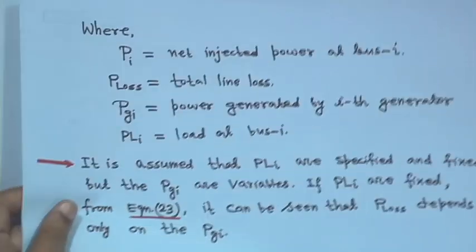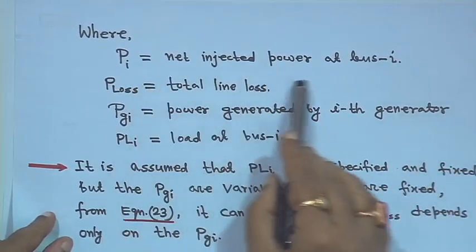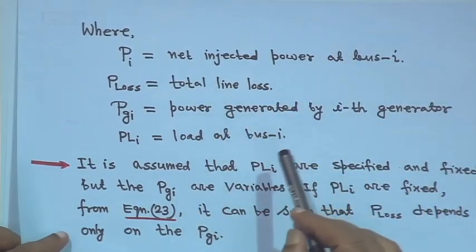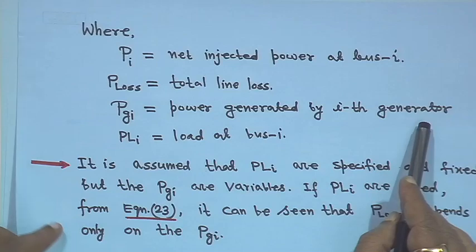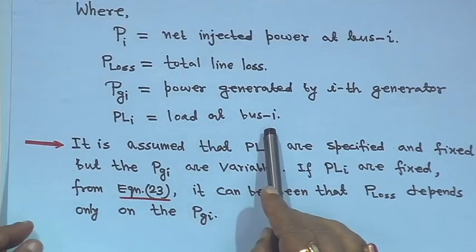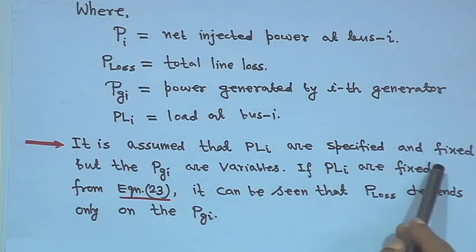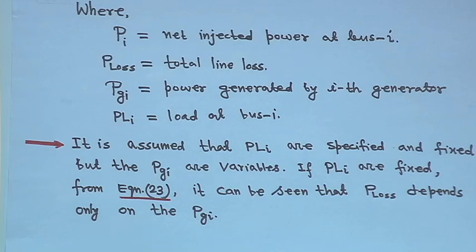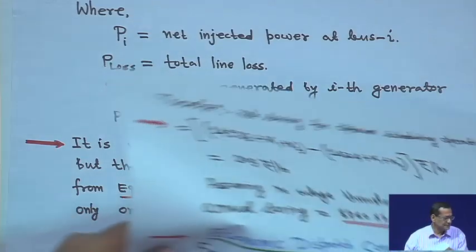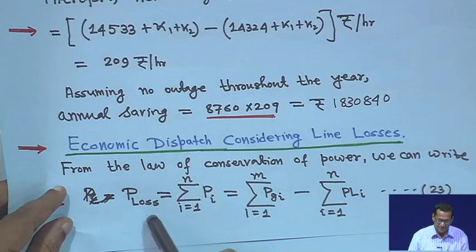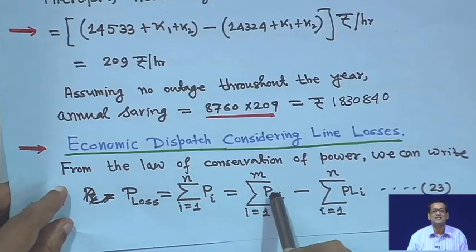Now, PI is the net injected power at bus I, as I just showed, I have given the nomenclature. P loss is the total line losses, then PGI is the power generated by the I-th generator, and PLI is the load at bus I. Now, it is assumed that PLI are specified and fixed. Load is known to you, load is always fixed, but the PGI are variables. So, if PLI are fixed, then from equation 3 it can be seen that P loss depends on PGI. That means if load is fixed, then P loss is a function of PGI.